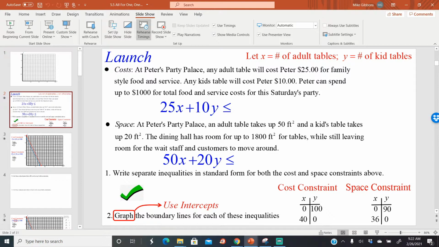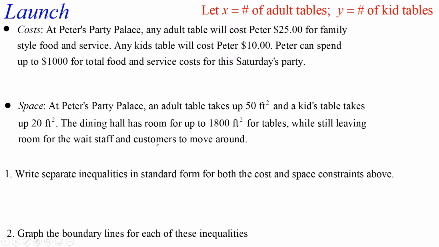Starts right here, slideshow from current slide, and here we go. Okay, so for this problem, we're going to let x equal the number of adult tables and y equal the number of kid tables. So we have a constraint right here, cost. At Peter's Party Palace, any adult table will cost Peter $25.